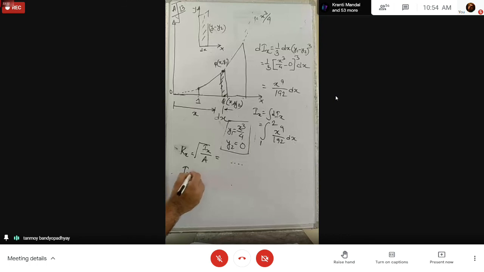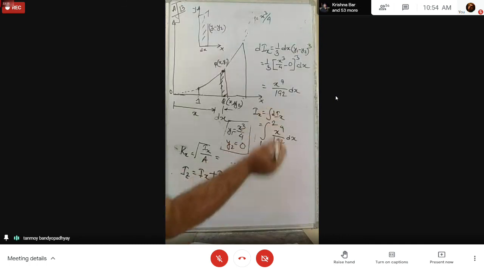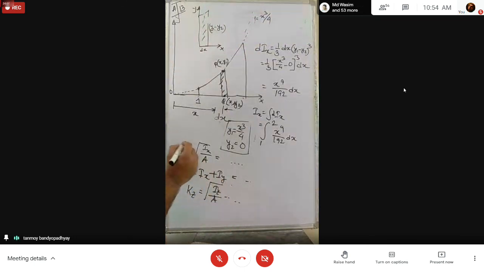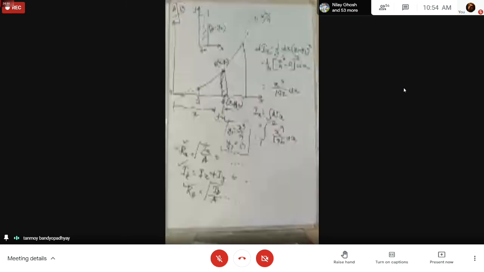Then you calculate Iz, the polar moment, which should be equal to Ix plus Iy. I have already calculated Ix and Iy, so you will calculate the value of Iz. Once you get Iz, you have to calculate kz, which should be equal to the root of Iz by the bounded area. So in that way, you calculate Ix, then kx, then Iz, and then kz by yourselves.